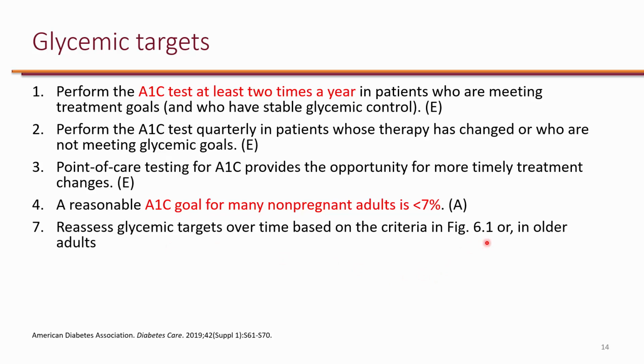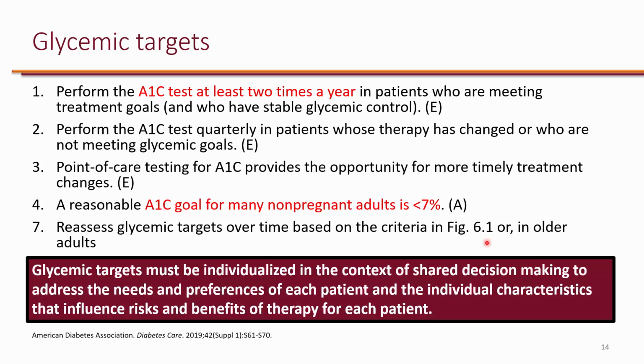And of course, they say that glycemic targets must be individualized in the context of shared decision making to address the needs and preferences of each patient and the individual characteristics that influence risks and benefits of therapy for each patient. Now, note that the focus here is on A1C, because A1C reflects average glycemia over approximately 3 months.